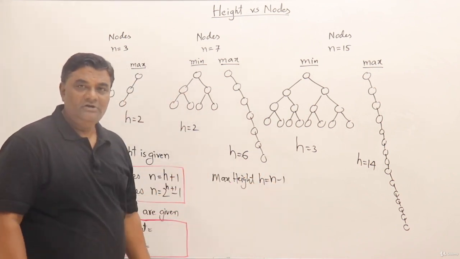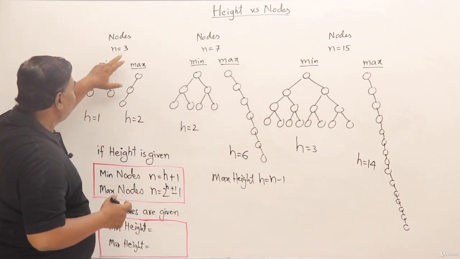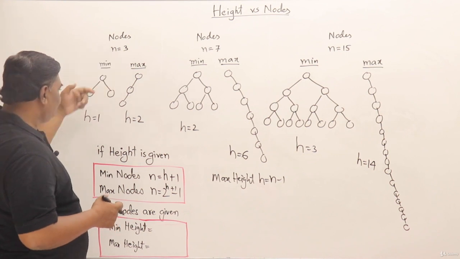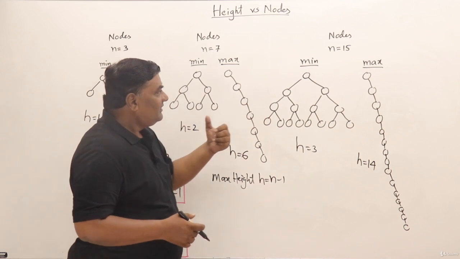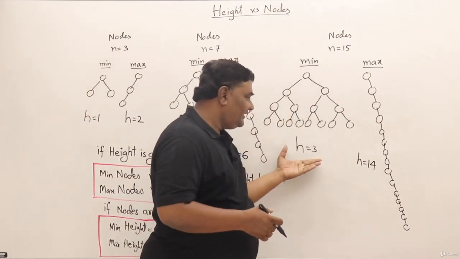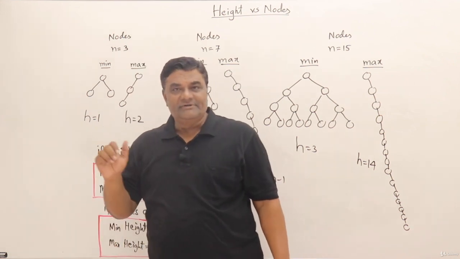We got that formula. Now what is the minimum height formula? If I check the minimum height, number of nodes is 3, so minimum height is 1. Number of nodes is 7, so minimum height is 2. Number of nodes is 15, so height is 3. I don't find any pattern here. So I'll show you something.